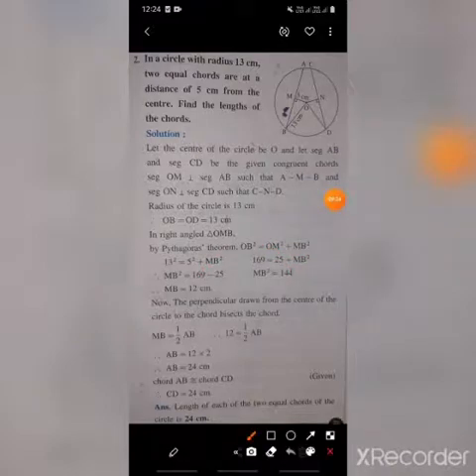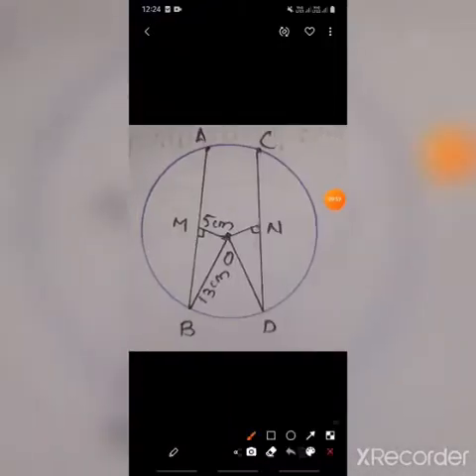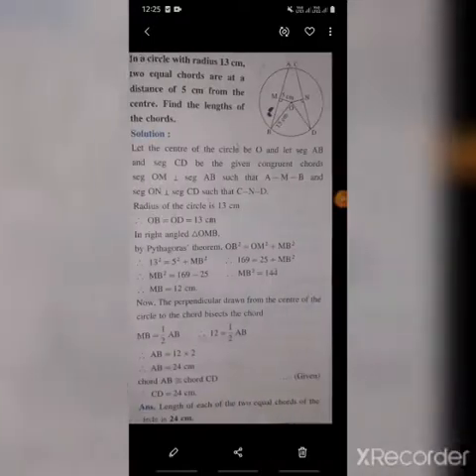Then when we change the side, MB square is equal to 169, and here is plus 25. When we change the sign it will be changed to minus 25. So 169 minus 25, the answer will be 144. When we take the square root of 144, the answer will be 12, because 12 twelves are 144. Now here MB is 12.